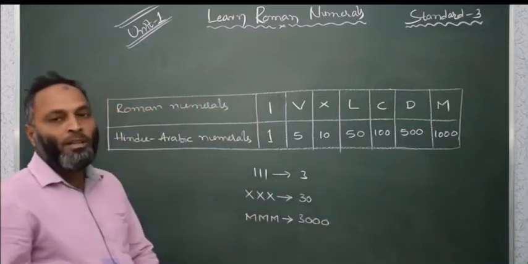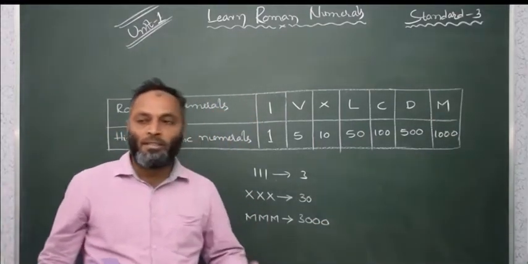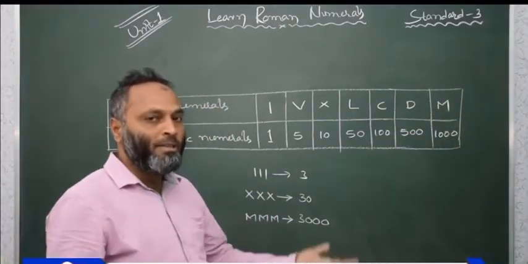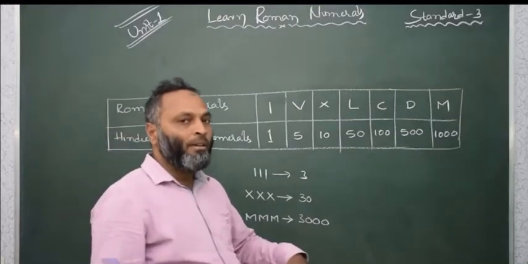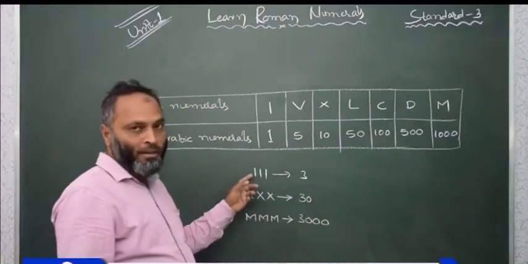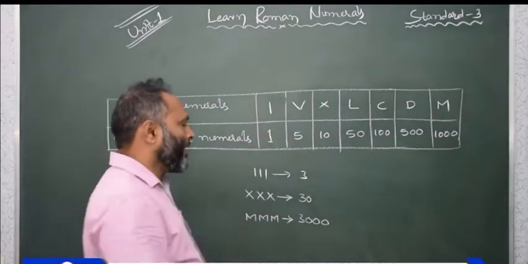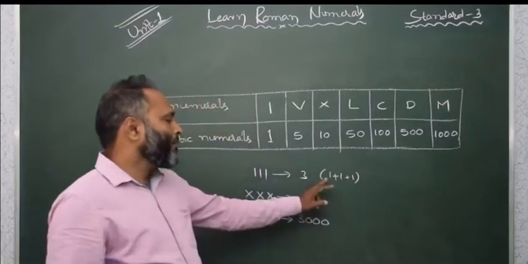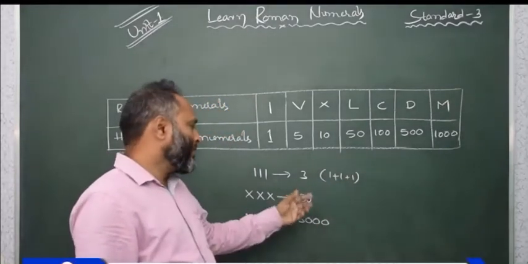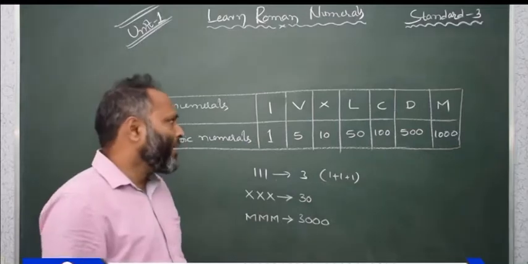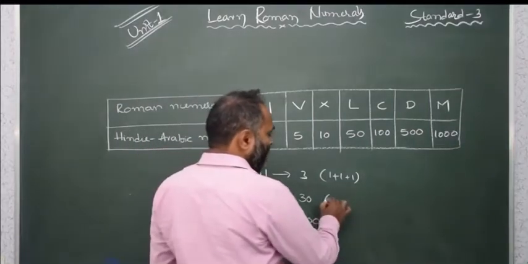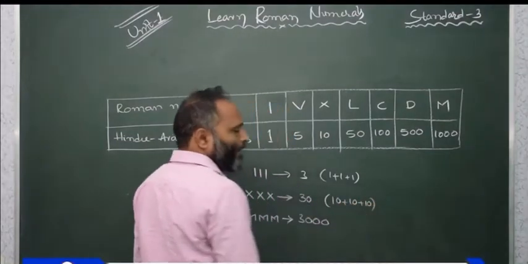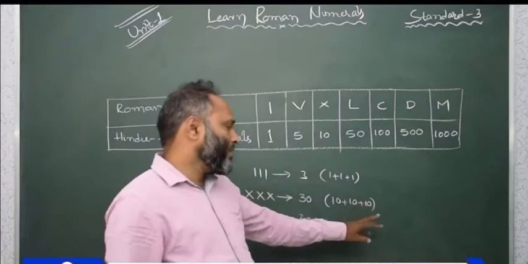Some of the Roman numerals repeat twice or thrice. Whenever a Roman numeral repeats twice or thrice, we have to add. However many times it repeats, that many times we have to add. Here I is repeated 3 times, so 1 plus 1 plus 1 is 3. And X means 10, repeated 3 times, that is 10 plus 10 plus 10: 10 plus 10 is 20, 20 plus 10 is 30.